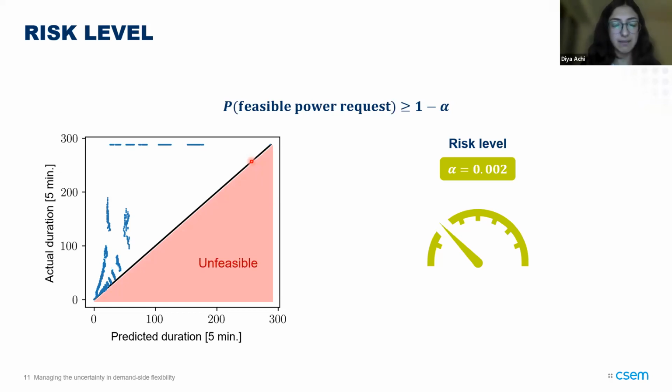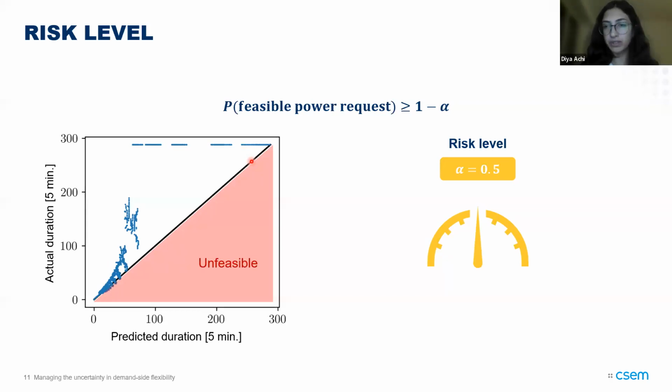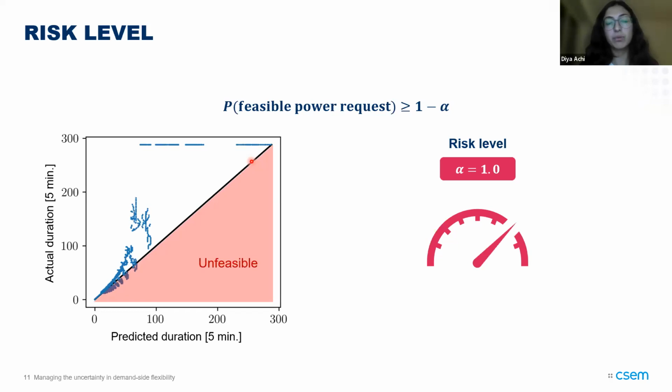And what we can see is that as we increase our risk level, we have more and more points that move toward the black line, towards the optimal point. So we're exploiting more of the flexibility. But if we keep increasing it, we also have more points that start falling into the unfeasible domain. So what that means is that this risk level really allows you to set the trade-off between the robustness and how conservative your solution is versus how much of the full flexibility potential you're exploiting.